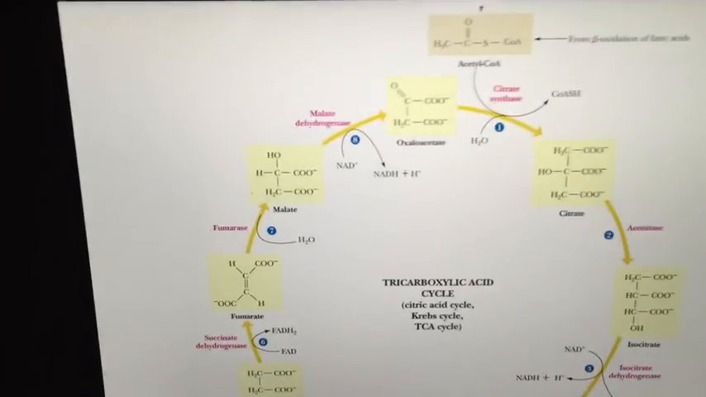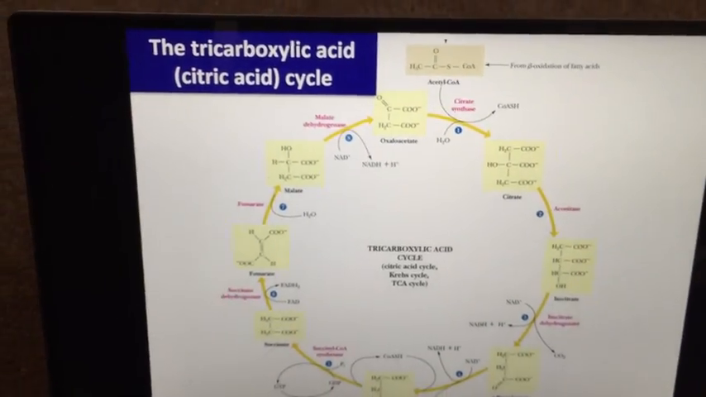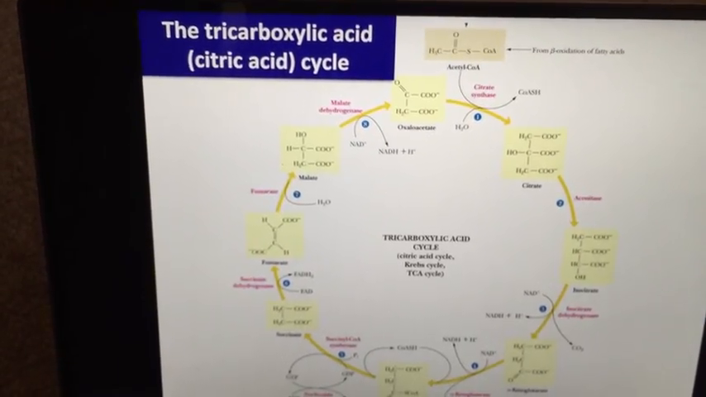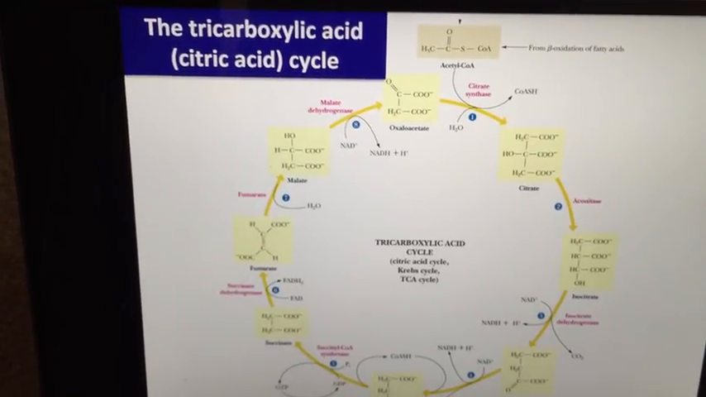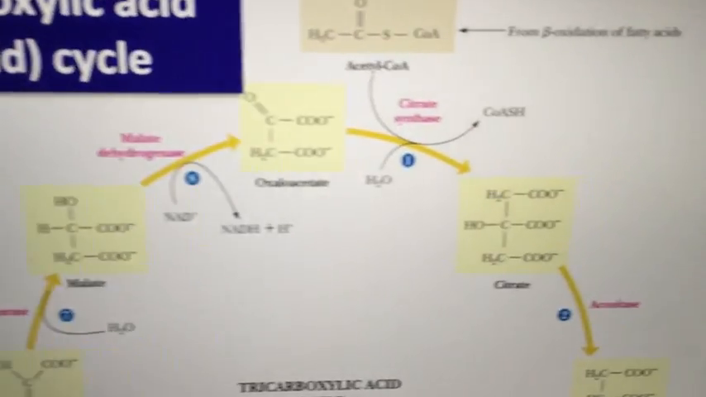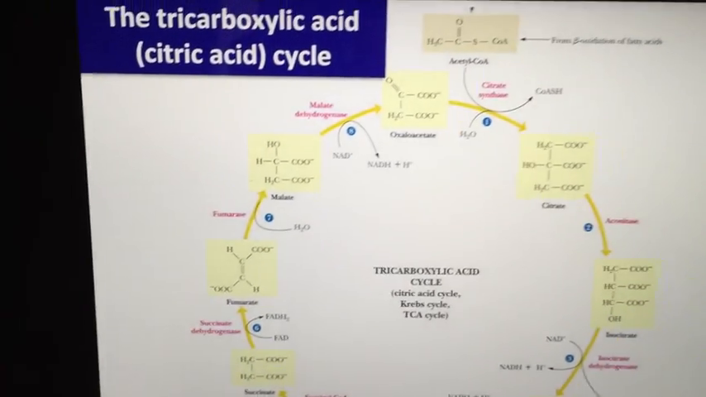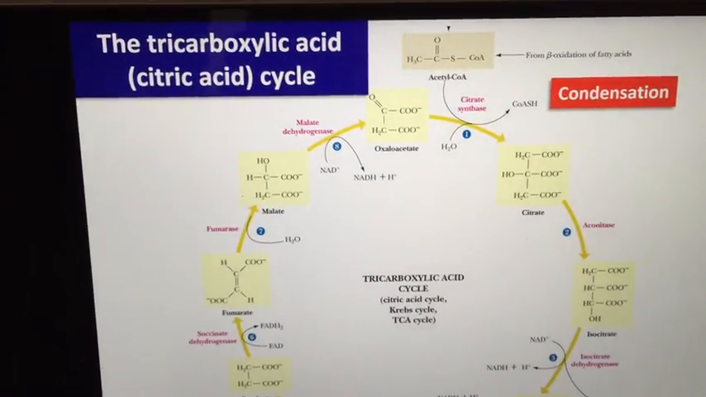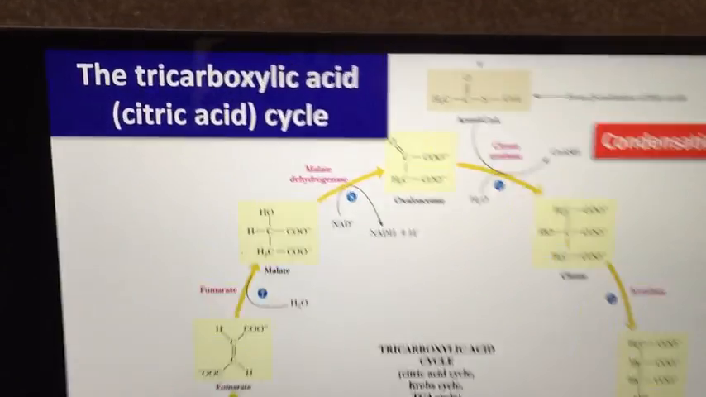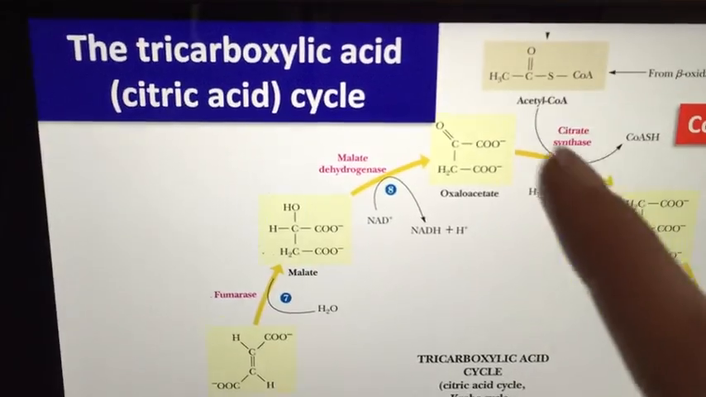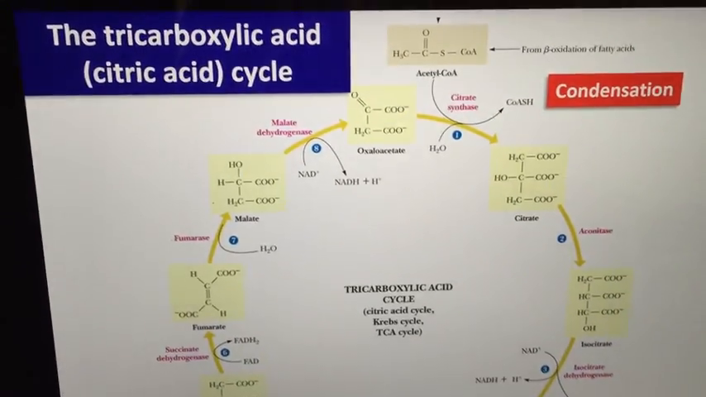Okay, so let's have a look at the entire citric acid cycle then, starting from acetyl-CoA. Tricarboxylic acid. Why? Because citrate, or citric acid, is actually a tricarboxylic acid. You can see it over there. It's got 3 carboxylic acid groups, so that's where the name comes from. So the first reaction is a condensation reaction where acetyl coenzyme A and oxaloacetate combine via the enzyme citrate synthase.